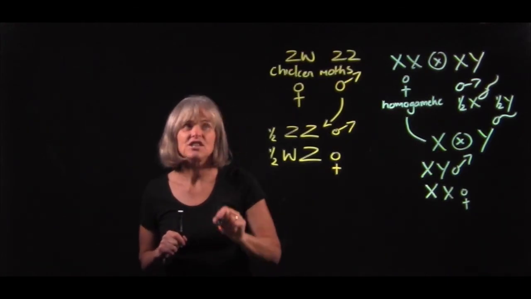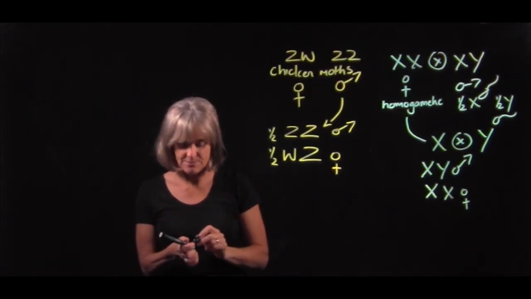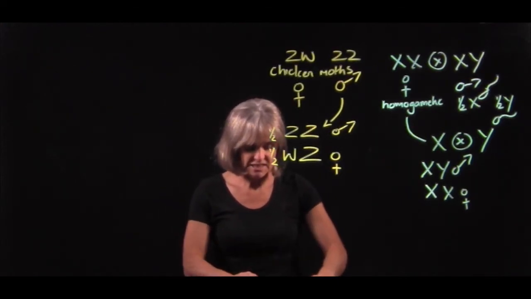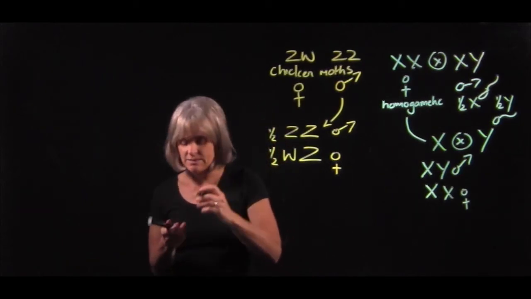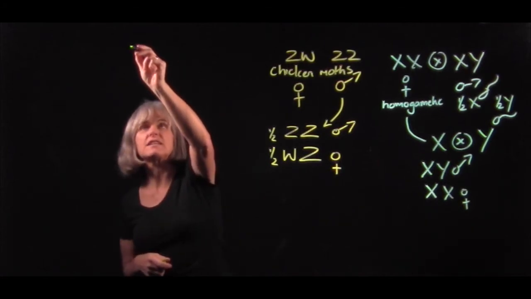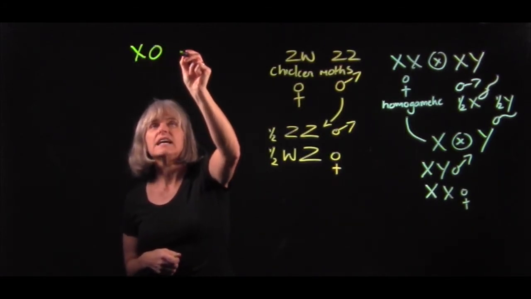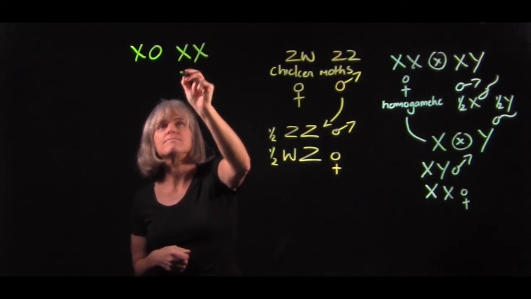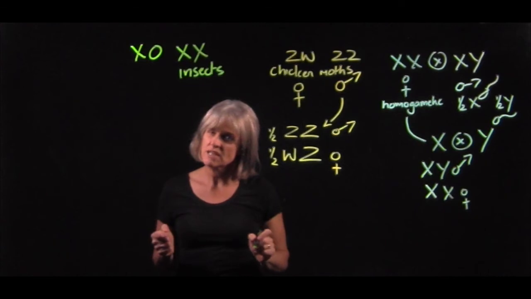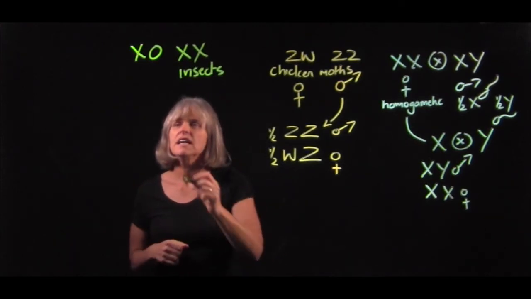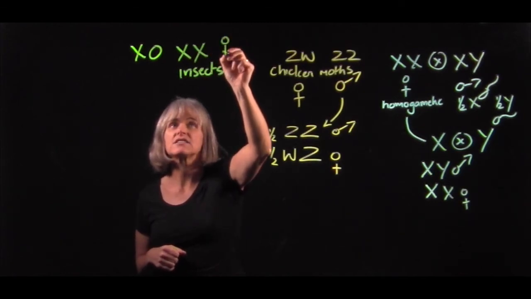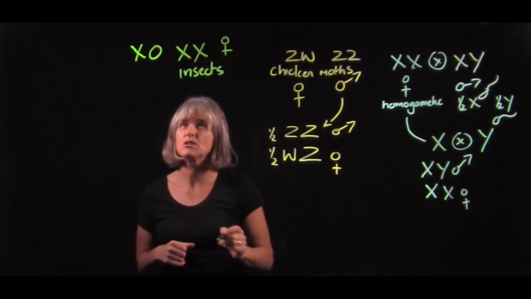And the third strategy is one that is used in insects, and I'm excited to tell you about that. And that system is called the XO system, XO/XX system. And this is in insects. Now, in this situation, similar to humans, we note that the female is the one that has the two X chromosomes, just like we described earlier.